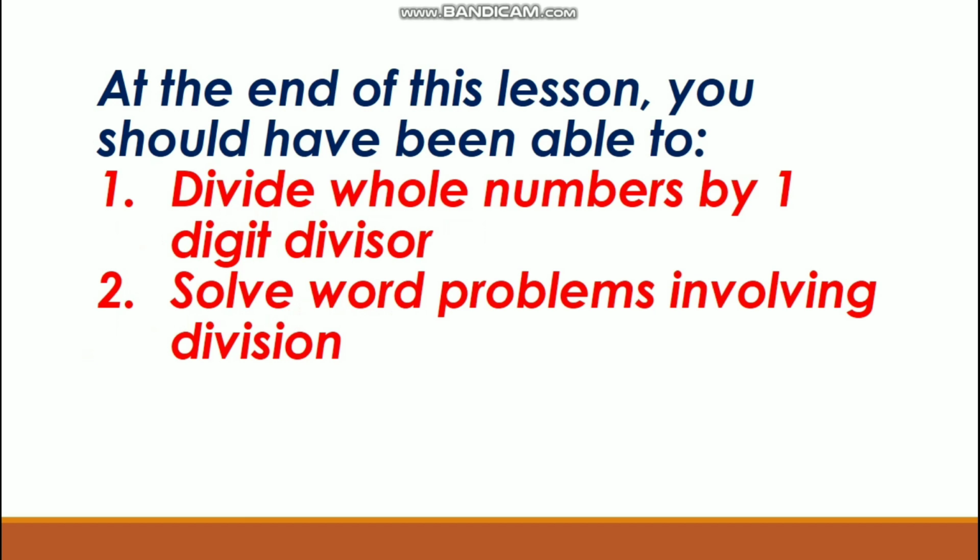At the end of this lesson, you should be able to, first, divide whole numbers by a one-digit divisor. Second, solve word problems involving division. Let us start with a problem.